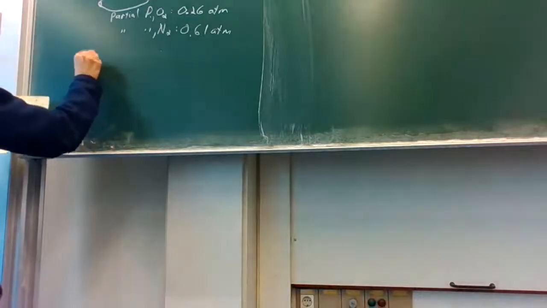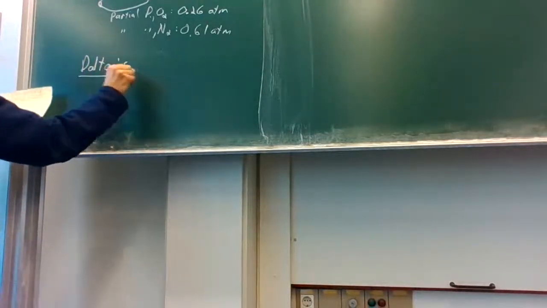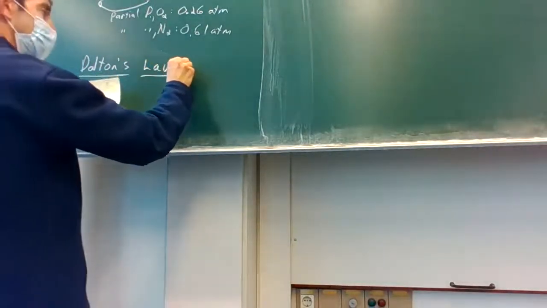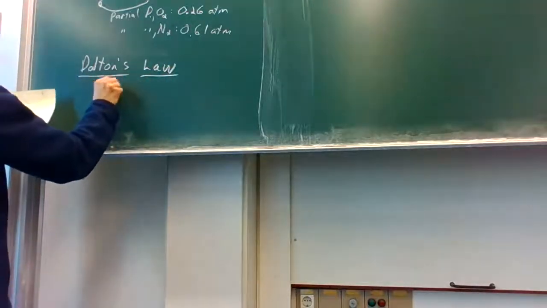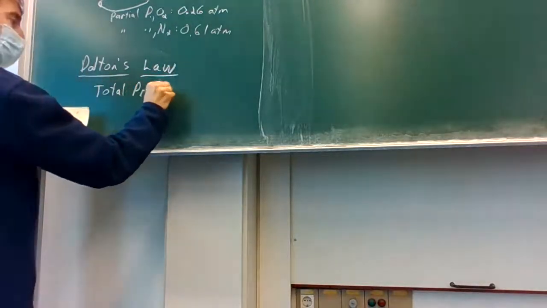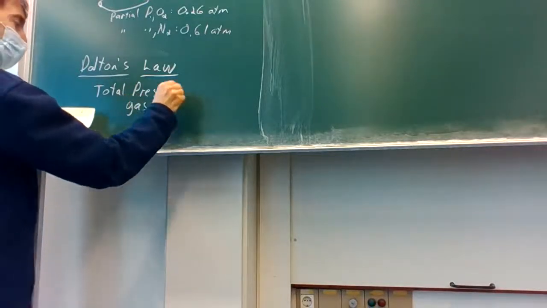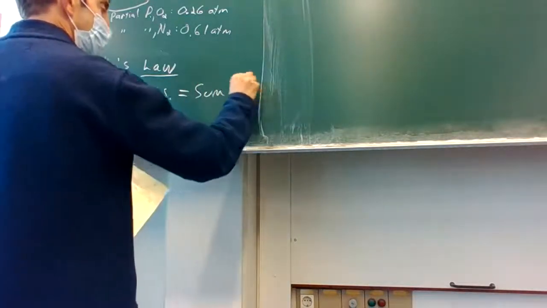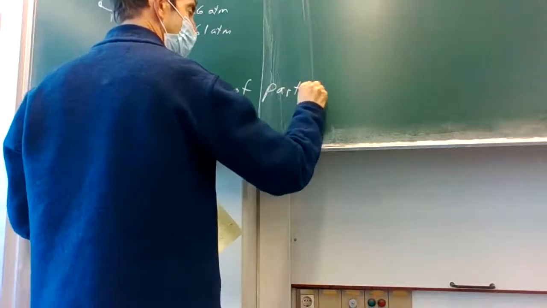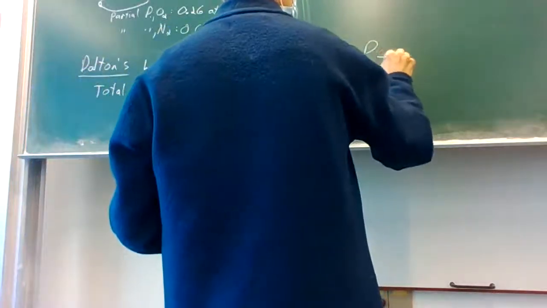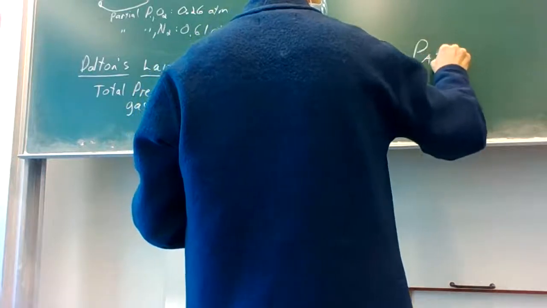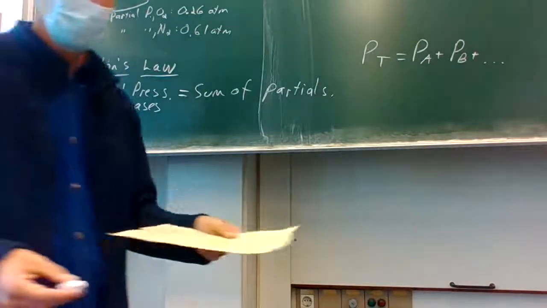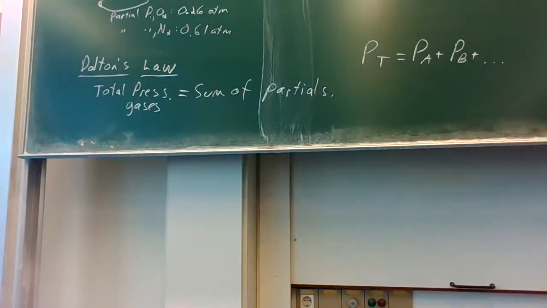And then, along with this idea, we've got Dalton's law of partial pressures, which says the total pressure from gases equals the sum of the partials. In other words, P total equals PA plus PB plus blah, blah, blah. Okay, which doesn't sound very interesting, but let's see where you're going to encounter this.